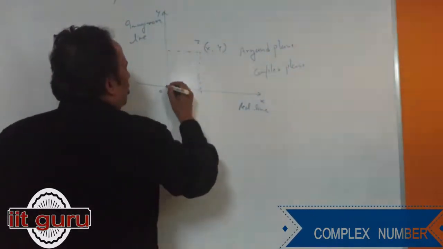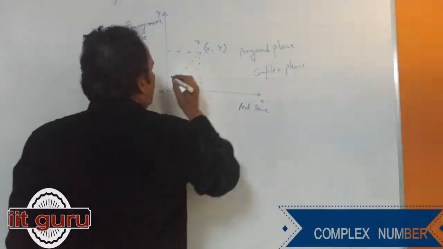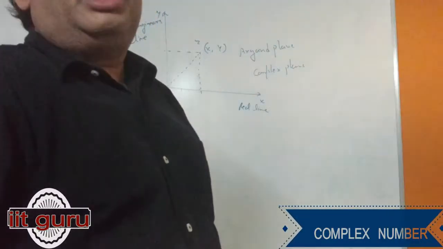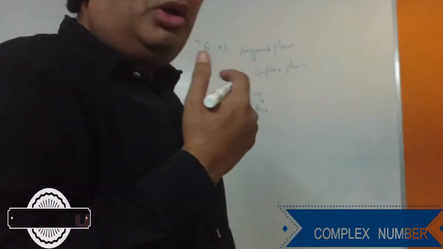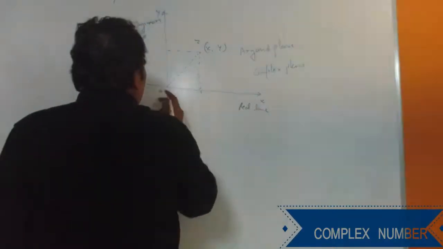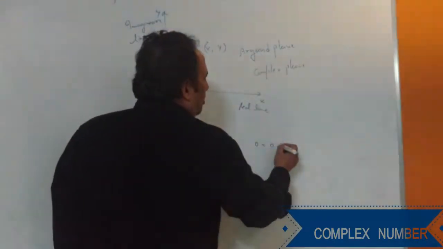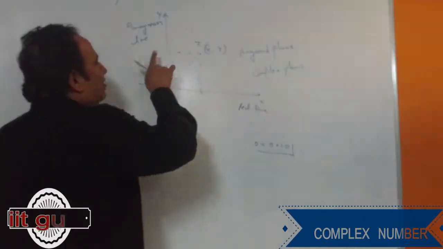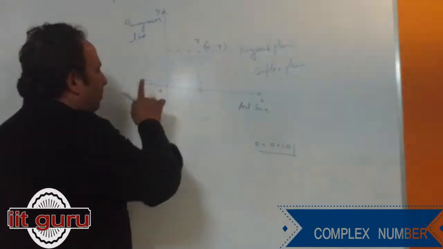Consider the origin, which is 0. 0 is also a complex number. It can be a real number also, purely real also, and purely imaginary also. 0 can be represented as 0 plus iota 0. As 0 lies on the real line as well as the imaginary line, 0 is a complex number.